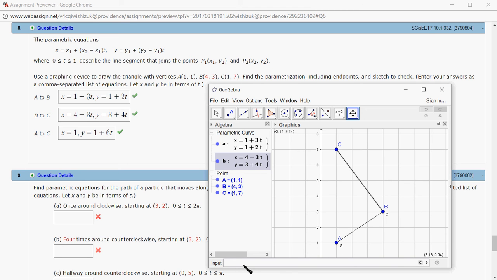And A to C. Here we're going to have a curve. The first one is 1, and the y is 1 plus 6t, and the next one is t, 0 and 1, and hit enter. We have that. So you can see that we can form a triangle by drawing these three line segments. That's it. I hope that this was clear.